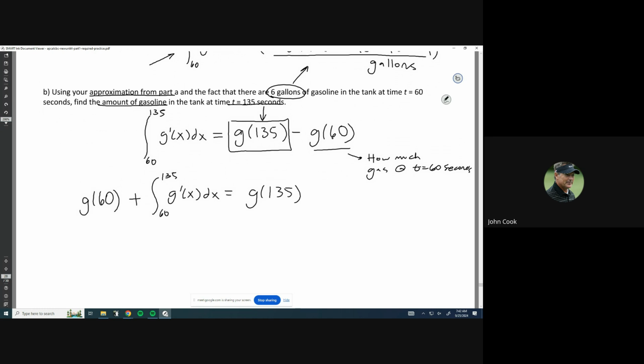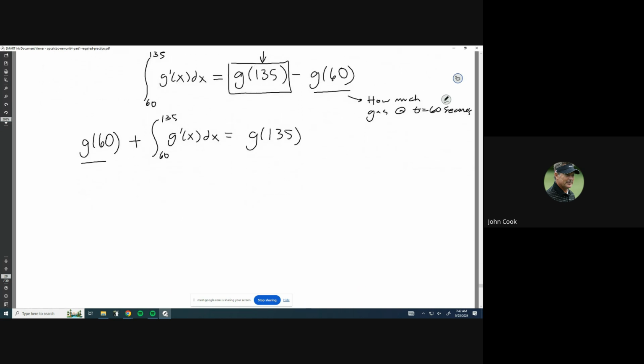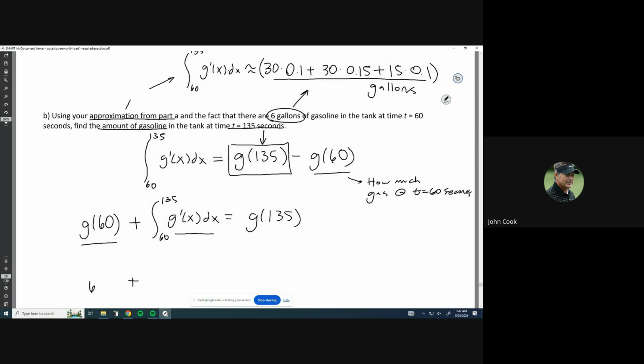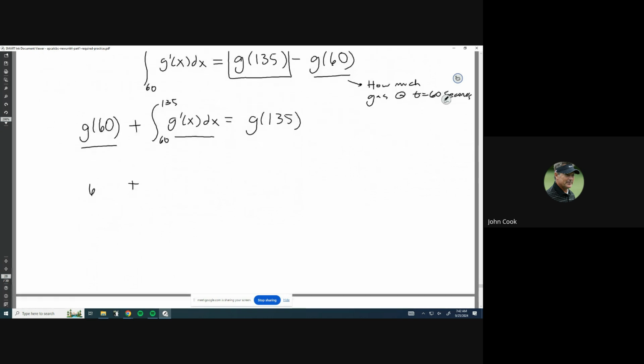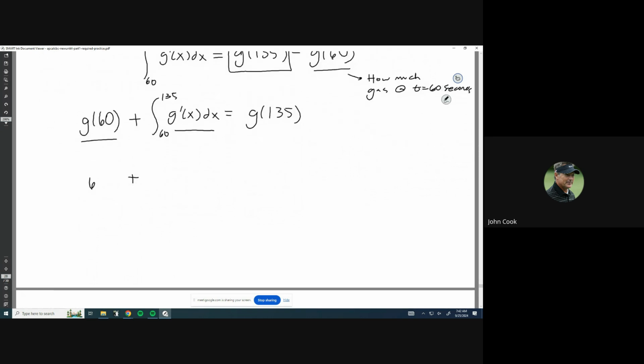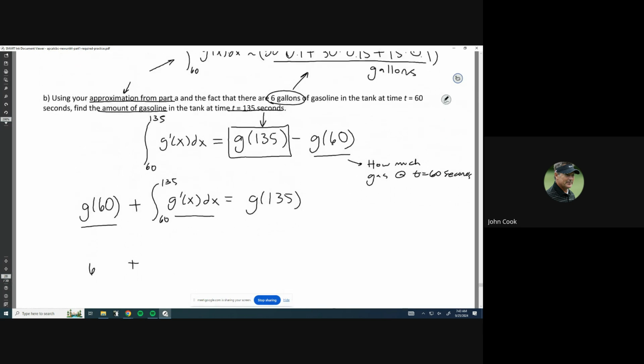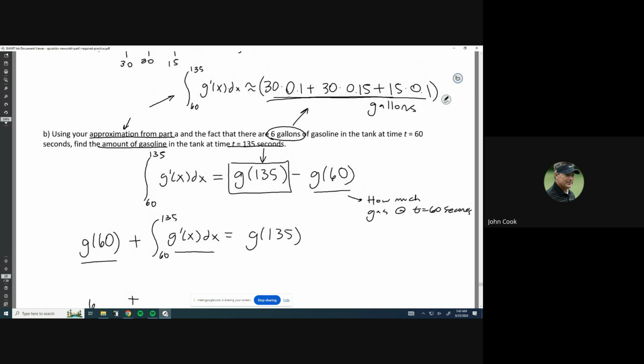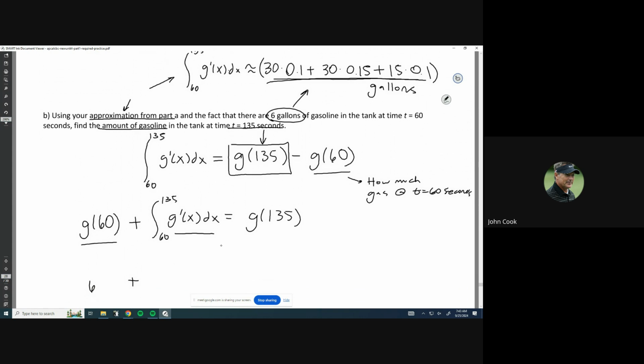But here's the issue that we have, right? We know what this is. This is just going to be 6 gallons, okay? But we don't know what this is going to be exactly. We know an approximation, and that's why it says to use your approximation instead of that. So that's what we're going to use. We're going to use our approximation for this. The approximation was all of this stuff right here, so we're just going to rewrite it down here and then leave it.